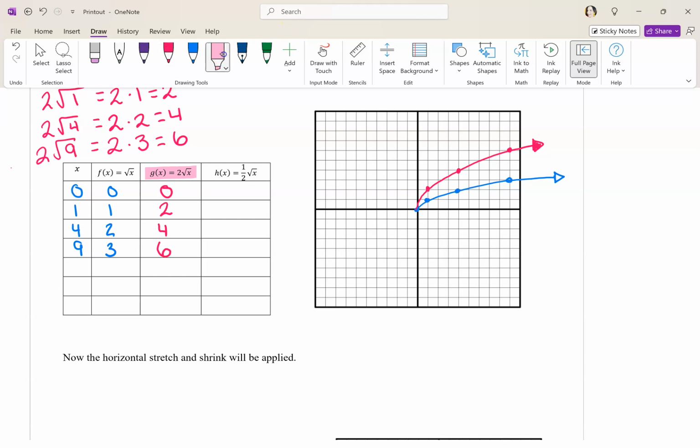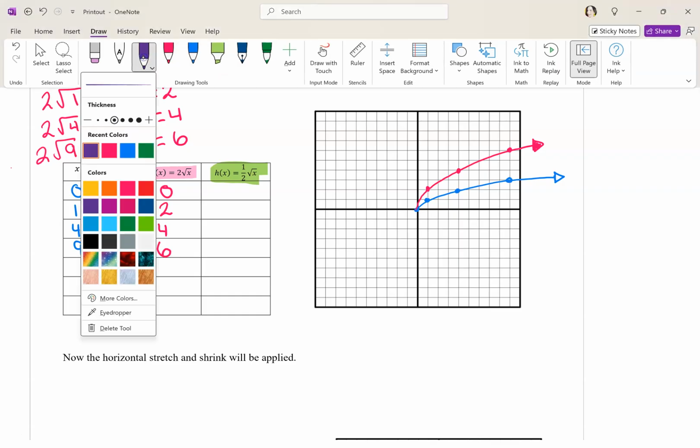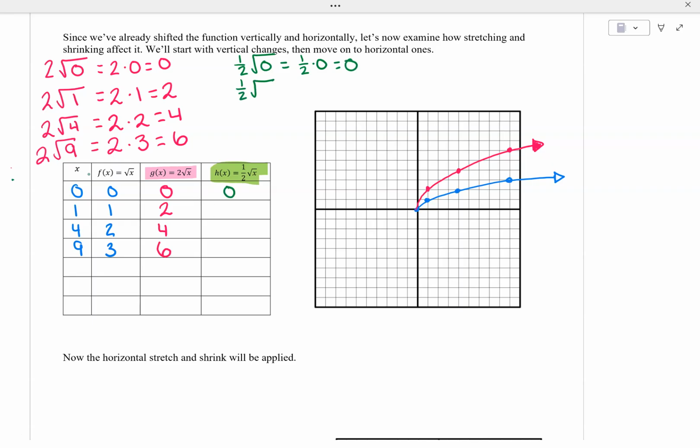But let's go look and see what happens when we put a half there. Okay? So we have a half times the square root of 0. Well, the square root of 0 is 0, times 0 is 0. 1/2 times the square root of 1. Well, the square root of 1 is 1, times a half is a half.